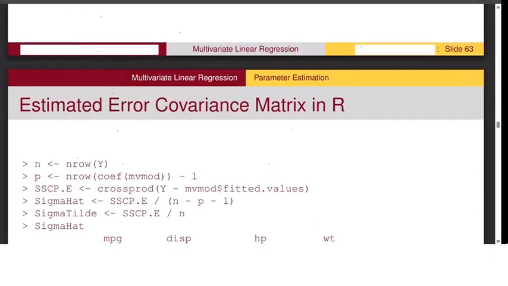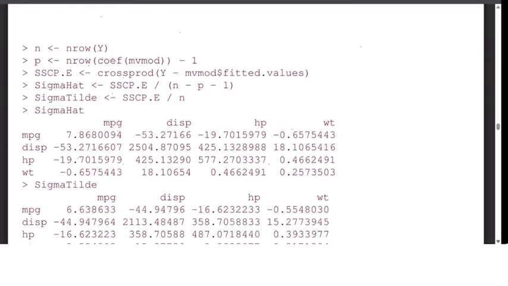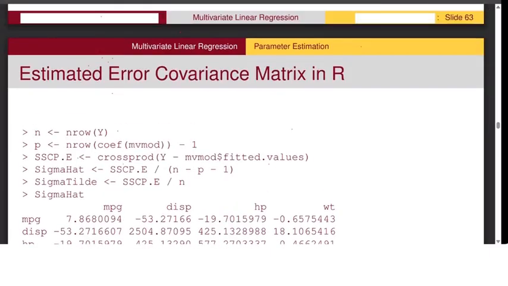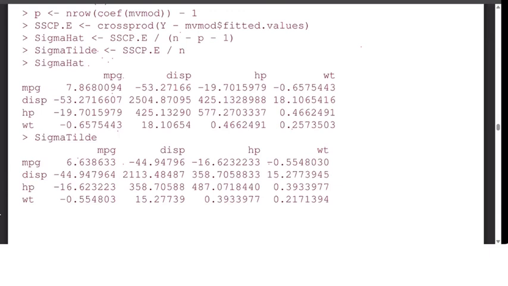Now, how do we do that? Is there a way I can estimate my error covariance in R? This is the estimation. So what I'm trying to show you now is how you estimate both. You want to estimate the error covariance in R. I put the code here. Can you see the code? And let's see the result.